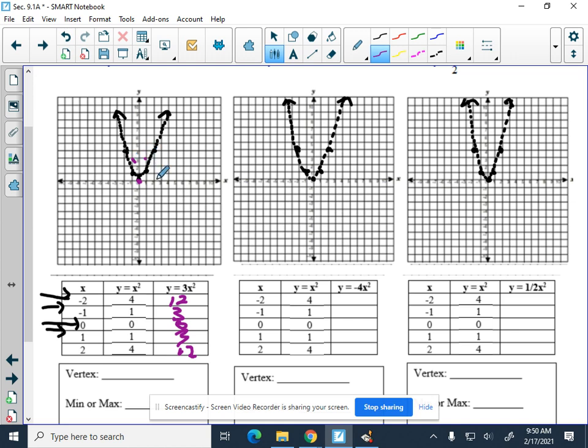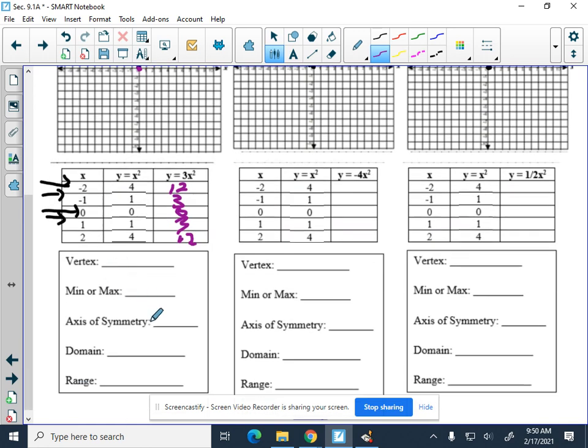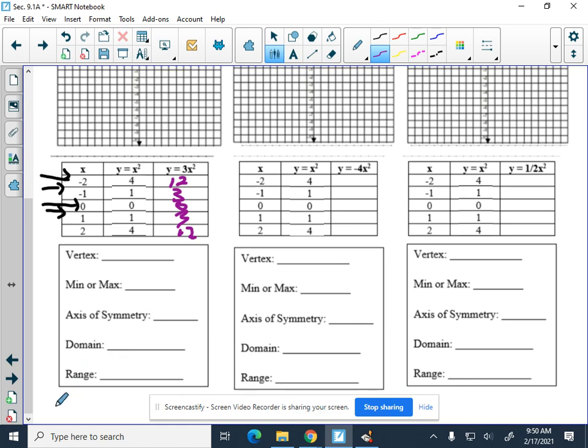Okay? Now, if I go to 2, 2 is at 4, but now it's at 12. 12 is up here. Notice it's a lot taller than what this point was, right? Okay? So what we get is we get a graph that's much taller than the other. Well, what do we call that? Okay? We call that down here, we're going to get a little bit ahead of ourselves, but we call it a vertical stretch of 3.